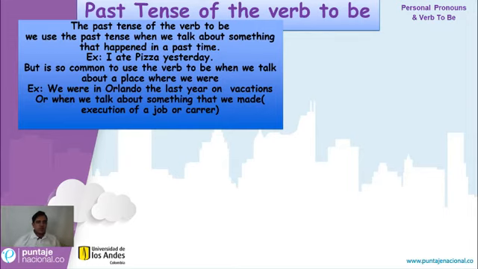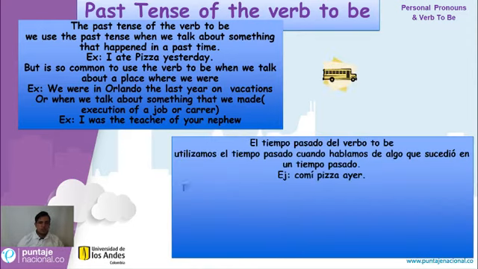We use the past tense when we talk about something that happened in a past time. Example, I ate pizza yesterday. But it's so common to use the verb to be when we talk about a place where we were. For example, we were in Orlando last year on vacation. Or when we talk about something that we did, the execution of a job or a career. For example, I was the teacher of your nephew. Okay? Here you have the explanation in Spanish.